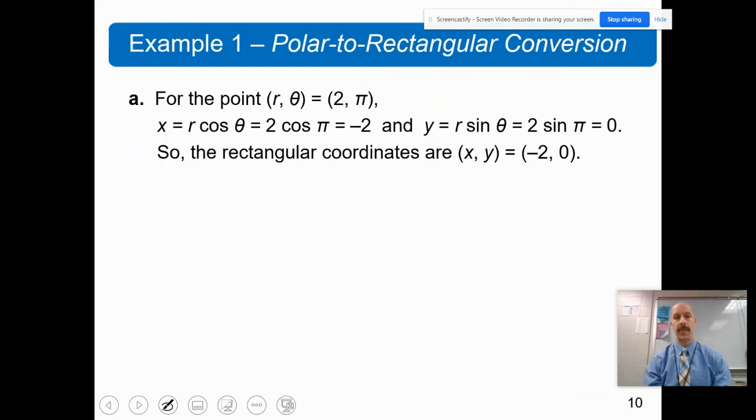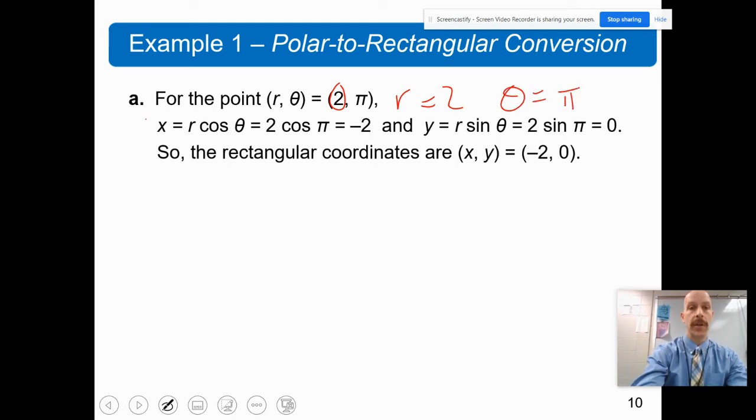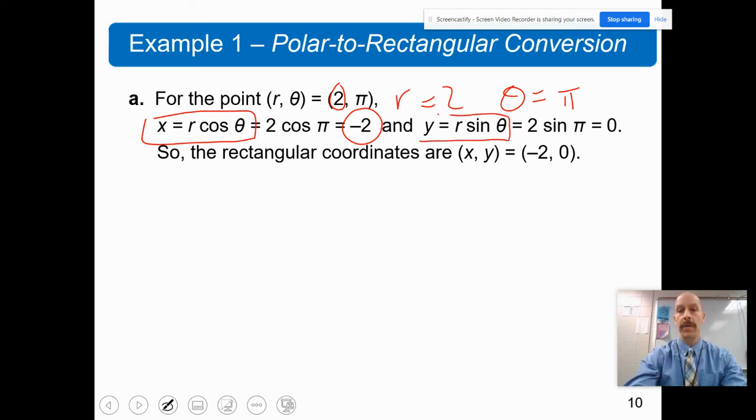So let's do an example. Let's convert the point (2, pi) into rectangular coordinates. Here we know that the radius is 2, and we know that theta is pi. So we're going to just use this formula here to convert it to the rectangular coordinate system, which is going to give us, in this case, -2. And then we're going to do the same thing for the y coordinate.